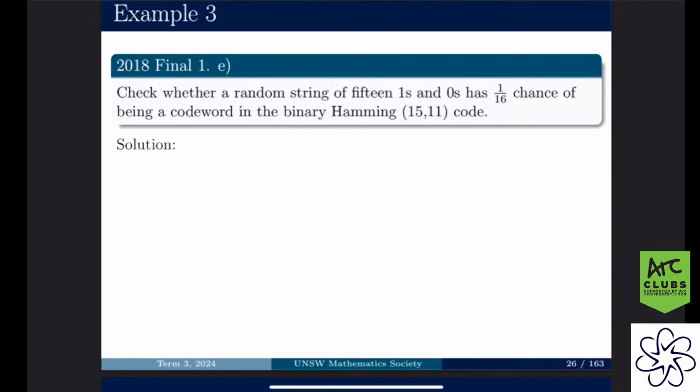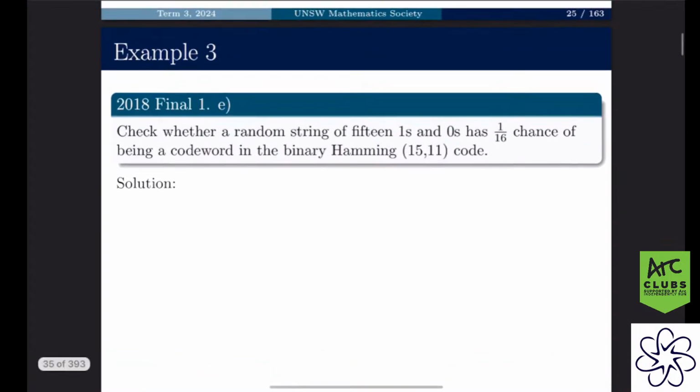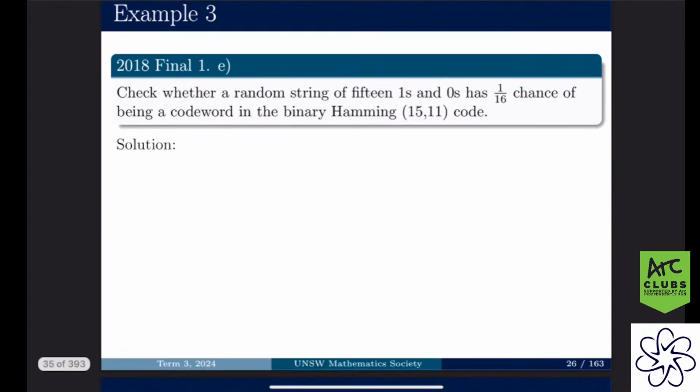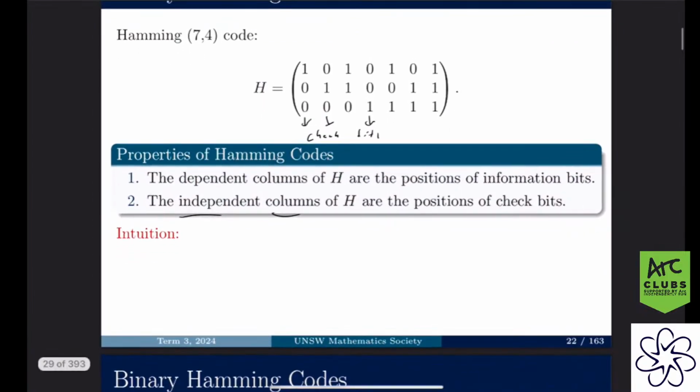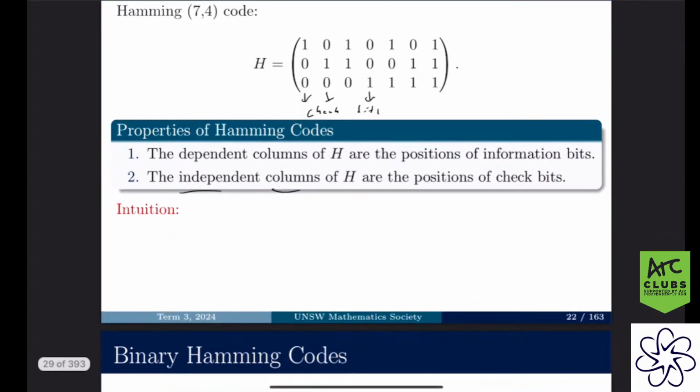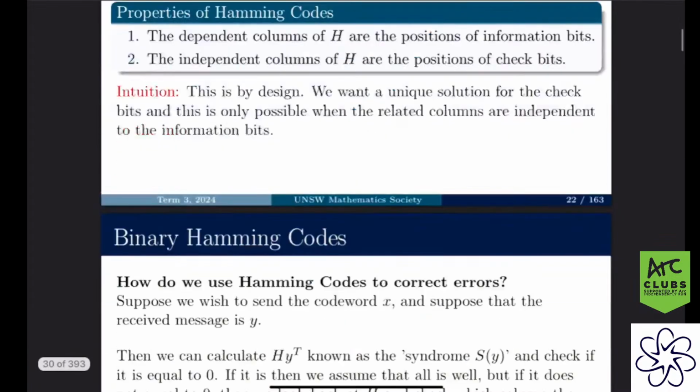Another example question from a final exam, 2018 Final 1E. Check whether a random string of 15 ones and zeros has a 1 in 16 chance of being a code word in the binary Hamming 15-11 code. I will emphasize it's pretty important to memorize the theory behind here, because a question could come like this, and it's going to depend on the property of the Hamming codes and the intuition behind why we have the dependent columns as information bits and the independent columns as check bits, right?